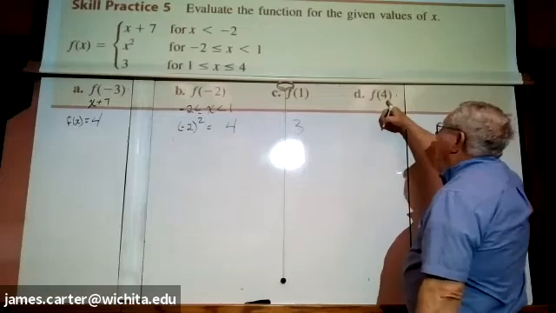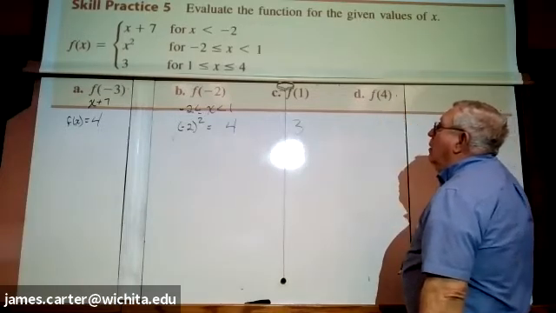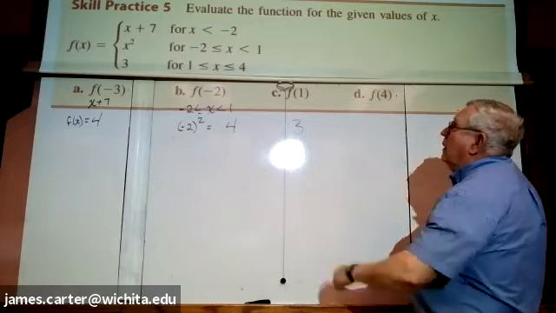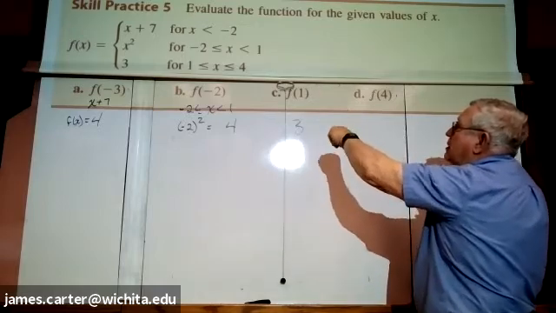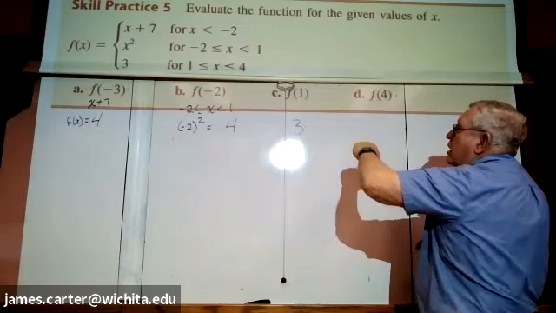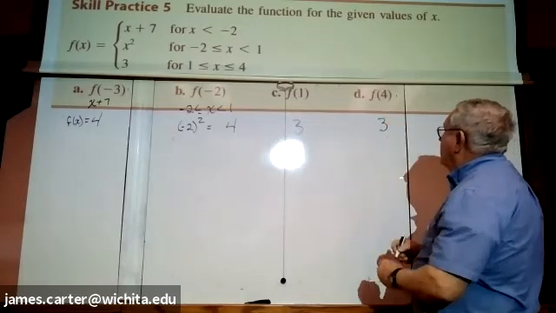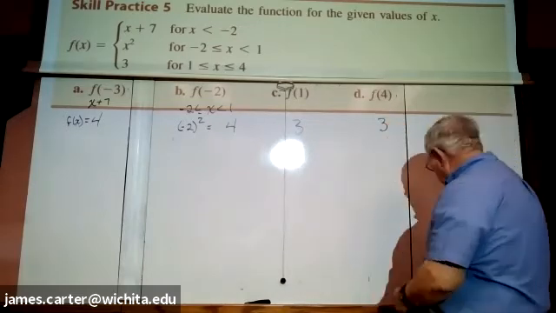Okay, here. Where can it be 4? Well, can't be the top one, can't be the second one, can be the third one because it's got the or equal. So again, the answer on this one is just going to be 3.